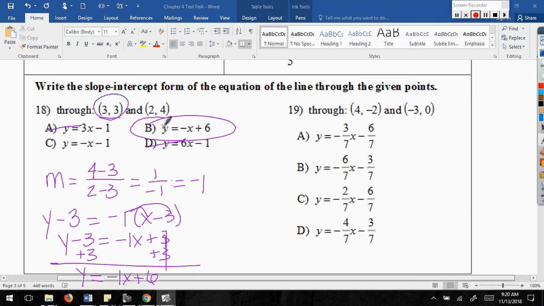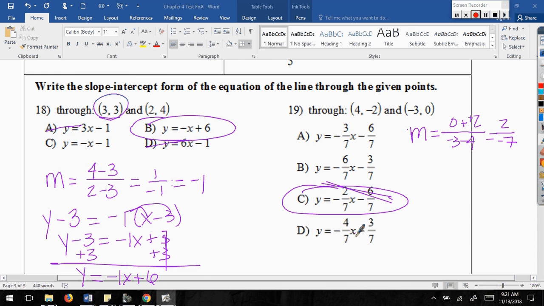Okay. Number 19, again, the first thing I want to do is find the slope. So 0 minus negative 2 over negative 3 minus 4. Same, change, 2 over negative 7. And I can know right away there's only one that has that slope, and that is C. The rest of them won't work strictly on account of their slope.